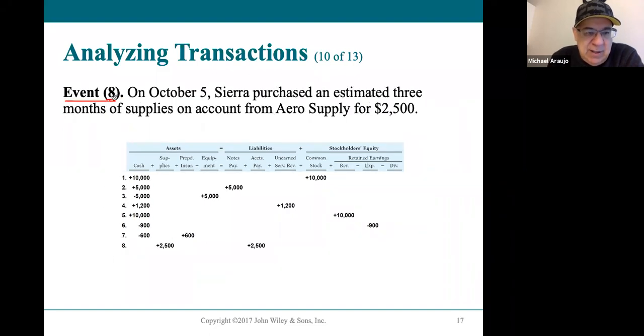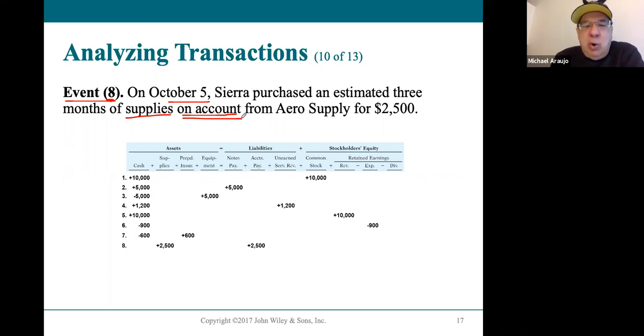Event number 8, ocho, happened on October the 5th. Again, notice how it's sequential by date. It's going to happen one transaction at a time, date by date. Sierra Corporation purchased 3 months of supplies on account. Now, when you buy something on account, that means that you were able to purchase whatever it is they purchased. In this case, they purchased a bunch of supplies, and they were given a bill to pay. So when you purchase something on account, it means that you're allowed to take the goods with you, and you got a bill to pay.